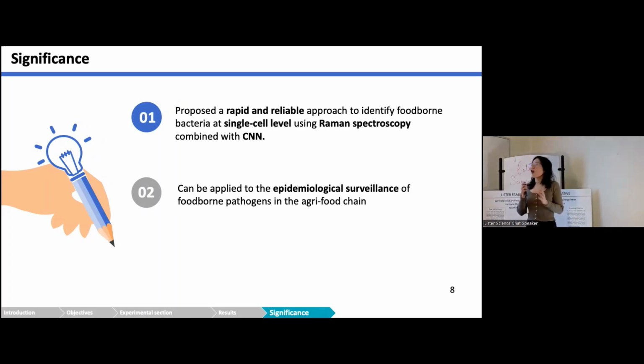Because of all these advantages, this method has high potential to be used in different places, like in the food industry, in the government, or even in the hospital. So people can use it to identify different bacteria.